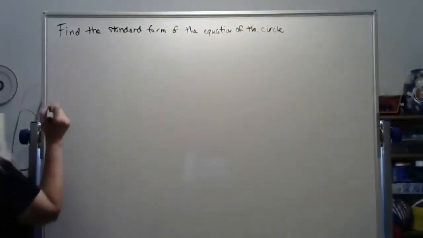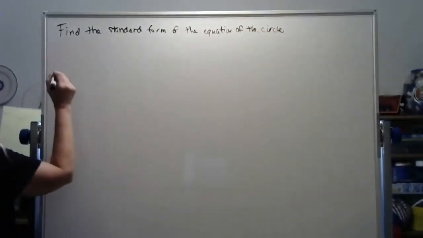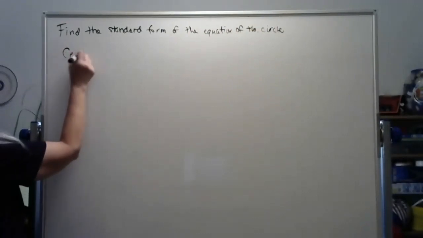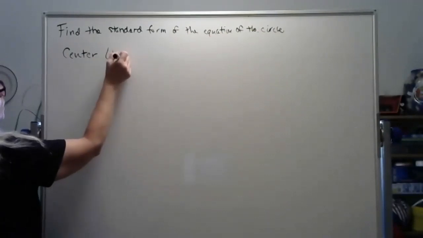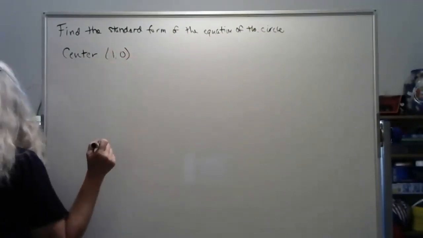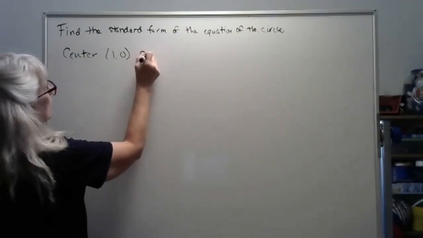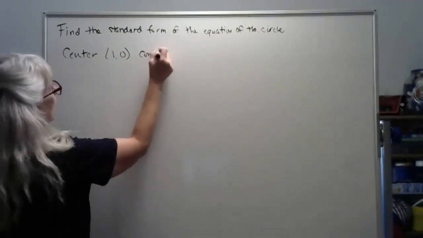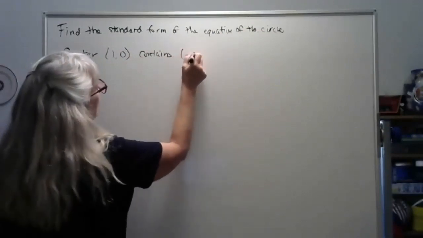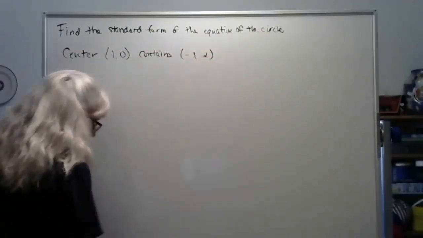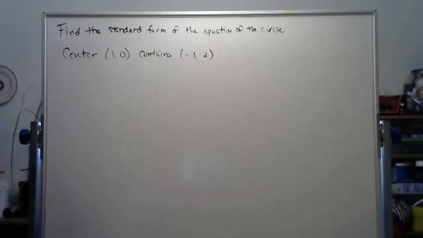Okay, so our first example, we know that the center, this is what we're given, is at 1, 0, and it contains the point -3, 2. So it contains a point, and I've got the center.